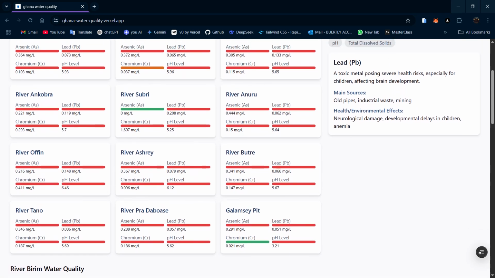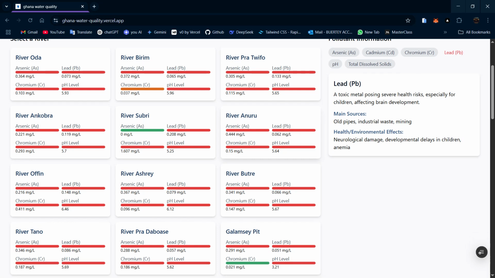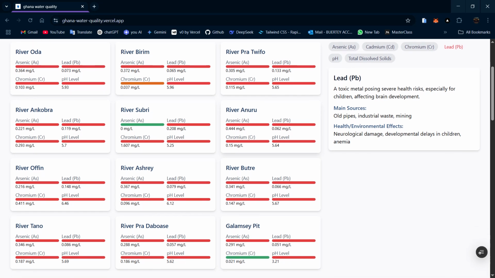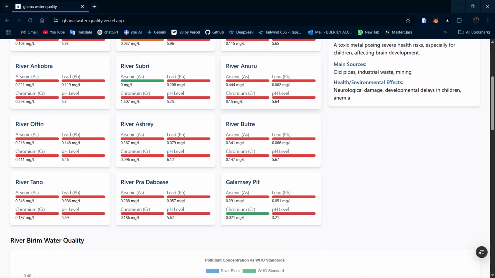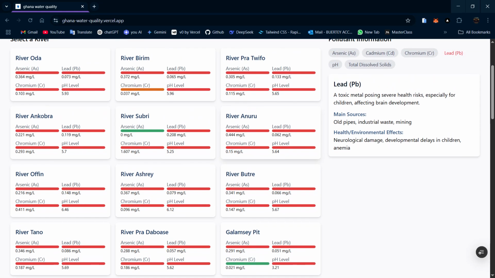Based on all the rivers, when we look at the levels of the pollutants, we can say that River Brim's arsenic level is okay. Galamsey pit's chromium level is okay. The chromium level for River Brim is neutral, so it has to be worked on to be minimized. But the rest of the rivers are very bad as well.